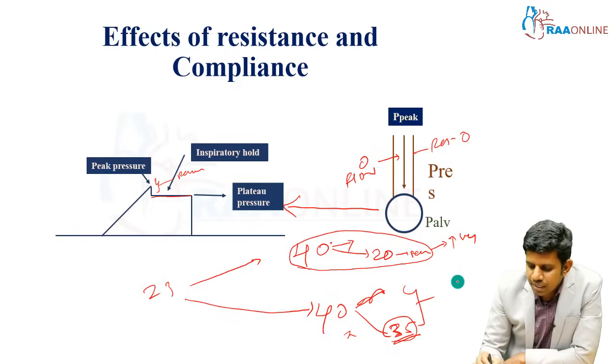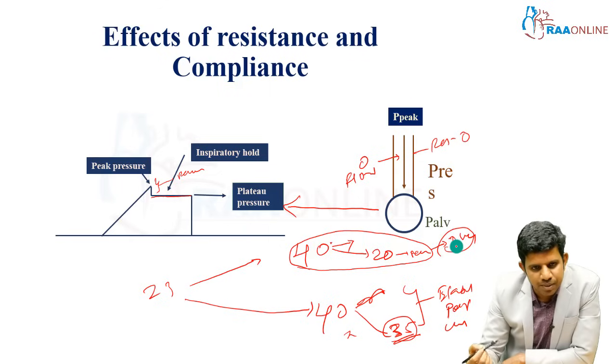So the problem here is high peak pressure because of elastance. This means poor compliance. Here it is maybe increased resistance. It may be COPD, or excessive secretions, or a tube block, whatever the cause.